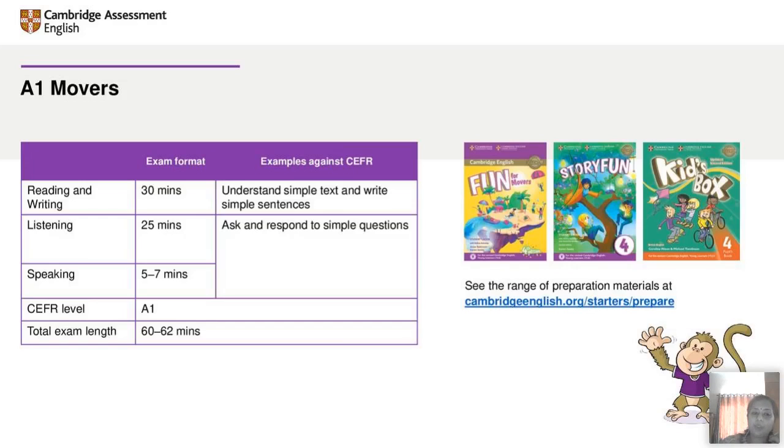And you can see that the total exam length also is increased by about 10 minutes. So it's about an hour. Reading and writing is for 30 minutes, listening is for about 25 minutes, and speaking is for about 5 to 7 minutes. The entire assessment is for about an hour.